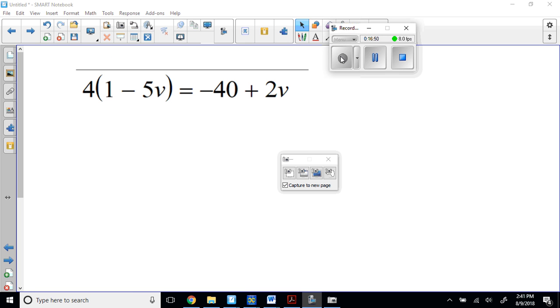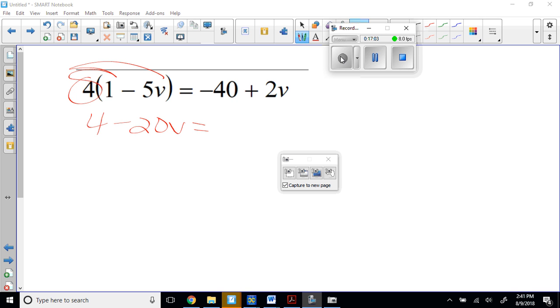Now, let's look at this one. We're not going to identify anything yet because we need to clear our parentheses by distribution, right? Distributive property. Now, that's 4 minus 20v equals negative 40 plus 2v, right? All right. Now, at this point in the problem, I'm going to identify. I'm going to draw a line.